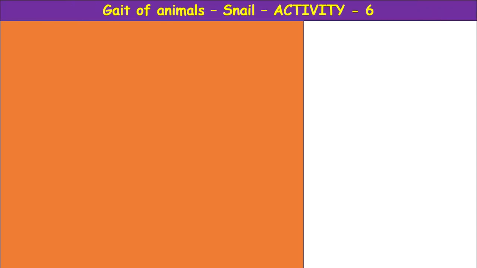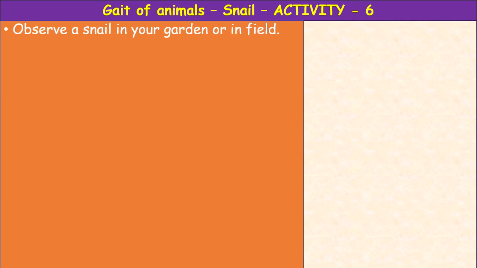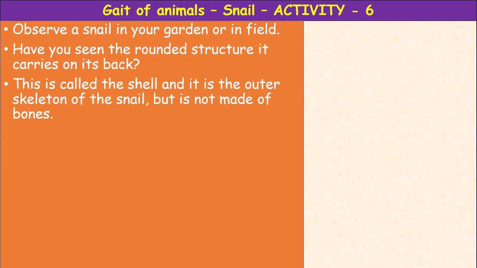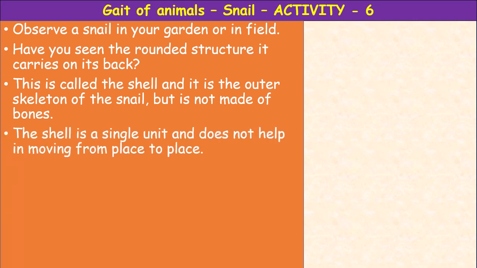Next animal, gait of another animal, snail. Snail is also an invertebrate, belongs to phylum Mollusca. Its body is covered by a shell. Observe a snail. Have you ever observed a snail in your garden or in a field? Have you seen the rounded structure it carries on its back? This is called the shell, and it is the outer skeleton of the snail, but it is not made of bones.